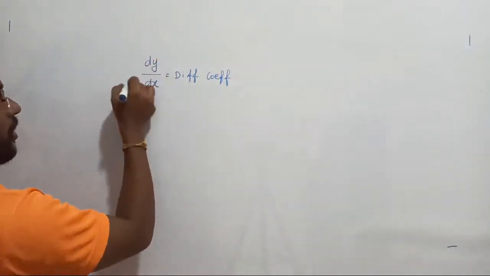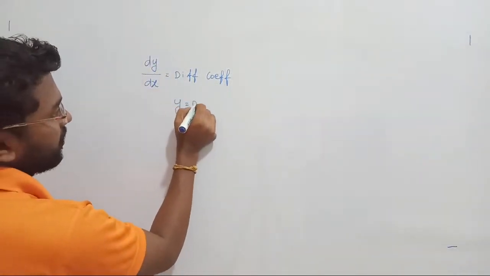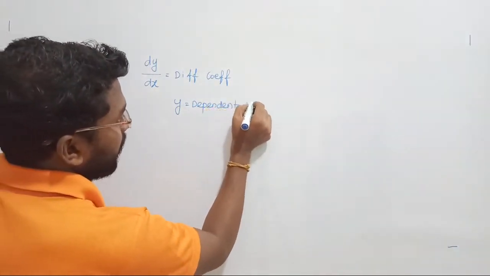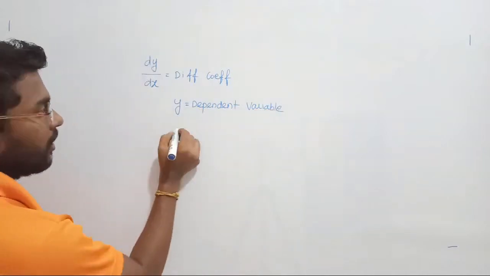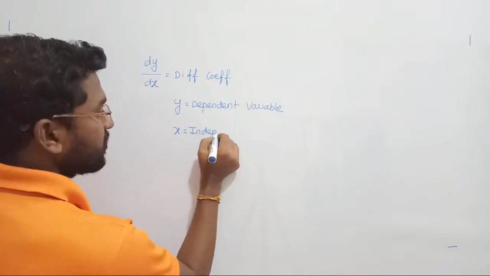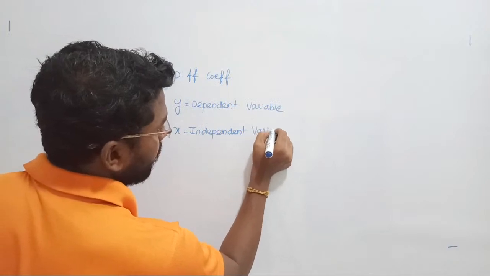In the differential coefficient, let me write: y is the dependent variable. Do you all agree with me? Yes, y is the dependent variable. Similarly, x is called the independent variable. Do you all agree with me? Yes, x is called the independent variable.